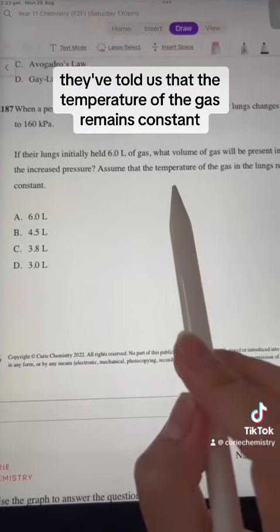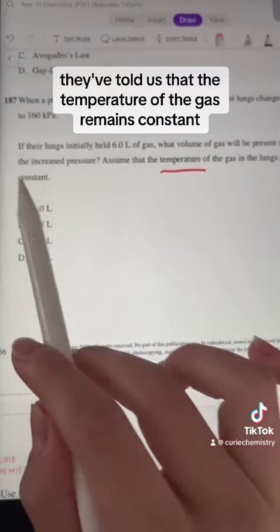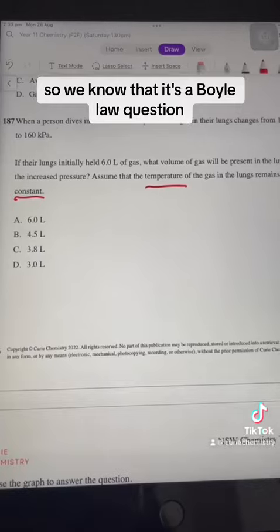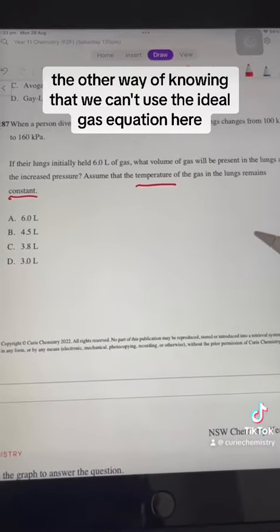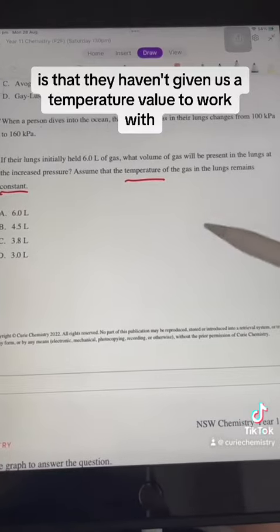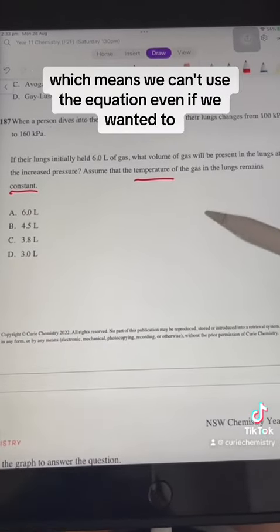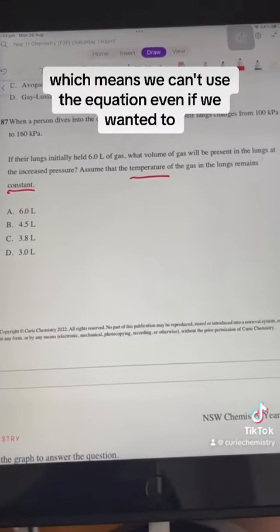In this question, they've told us that the temperature of the gas remains constant, so we know that it's a Boyle's law question. The other way of knowing that we can't use the ideal gas equation here is that they haven't given us a temperature value to work with, which means we can't use the equation even if we wanted to.